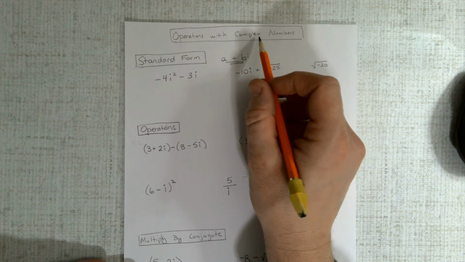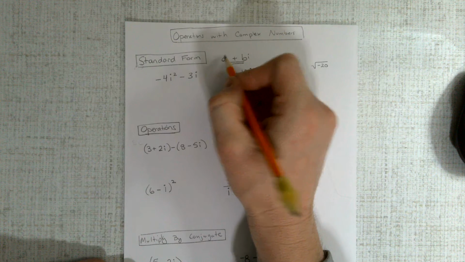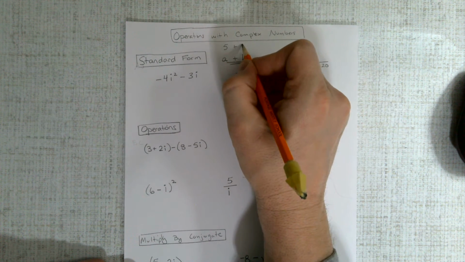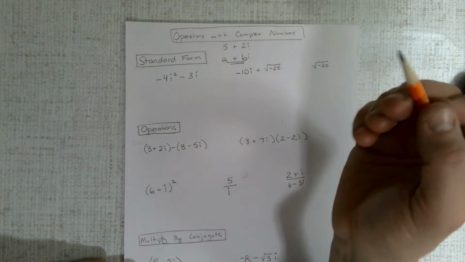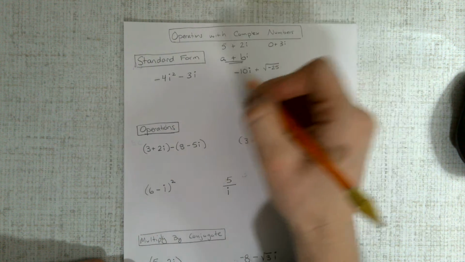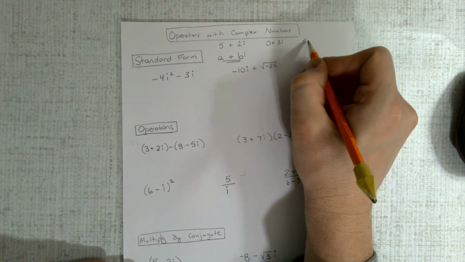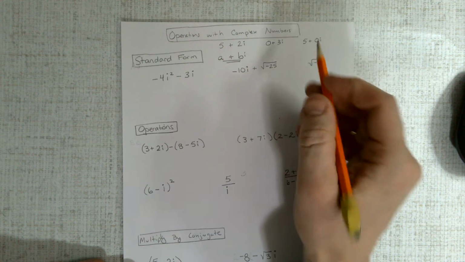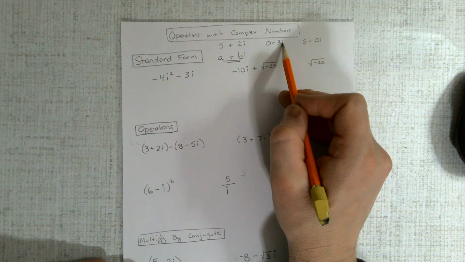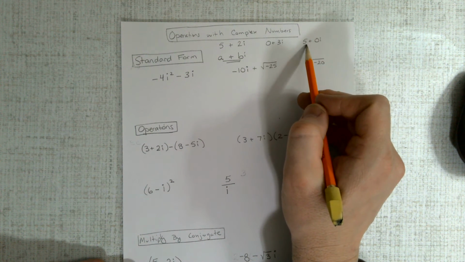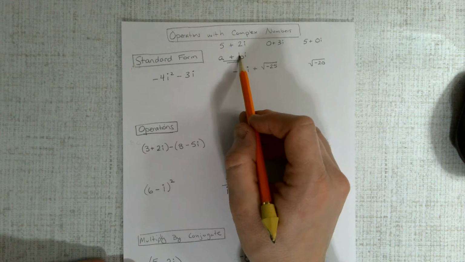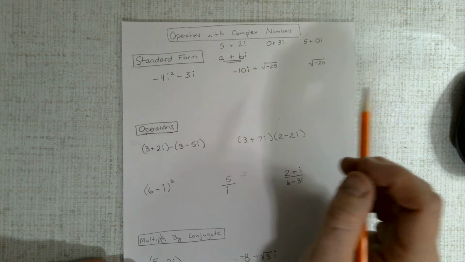Remember, complex numbers are numbers that have a real part and an imaginary part. It could be like 5 plus 2i, or it could be 0 plus 3i, or it could be 5 plus 0i. So sometimes you don't have a part. We don't have a real part here, but we have an imaginary part. And here we have a real part but no imaginary part, but they're all complex because they can be written in the form a plus bi. So complex numbers. Alright, so here we go.